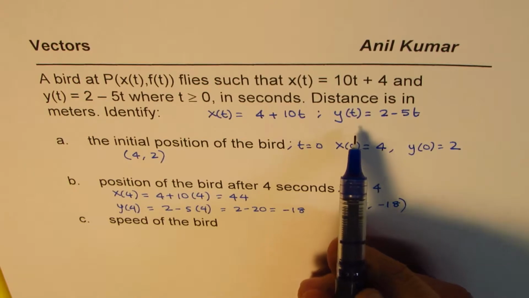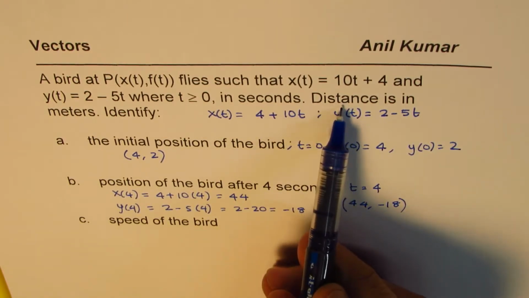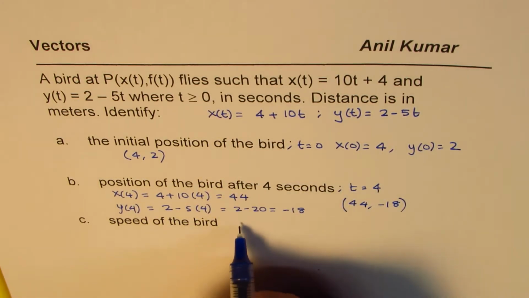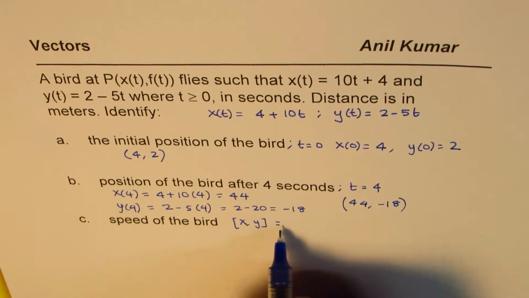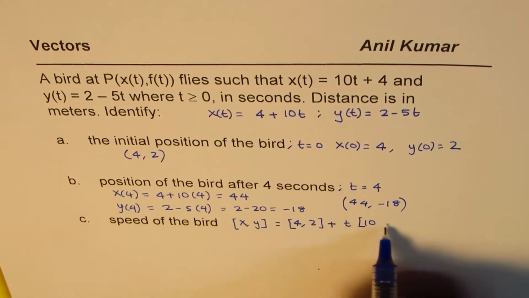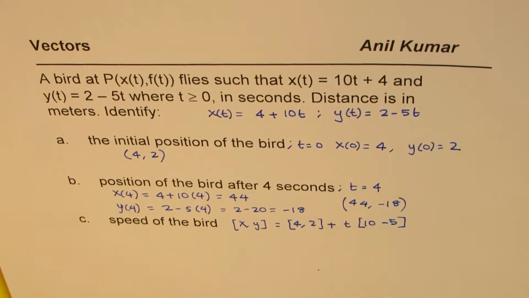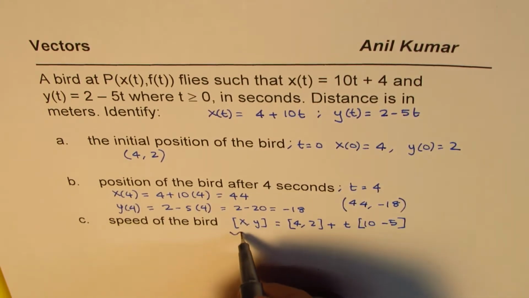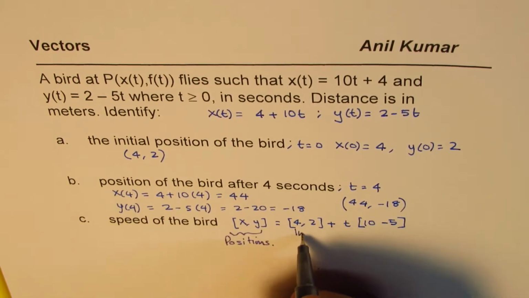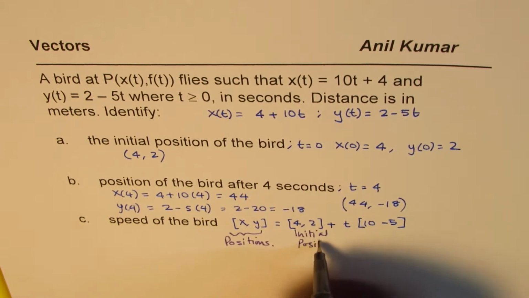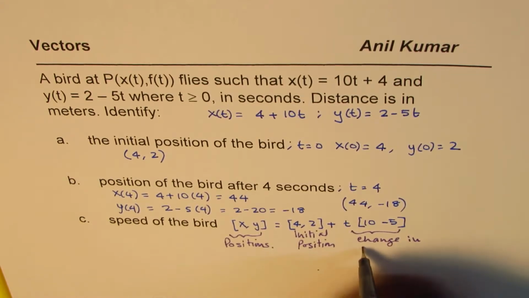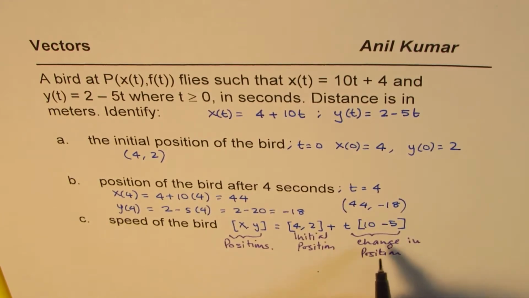Speed of the bird. The equation given to us is in parametric form, which gives you the distance, right? Starting from the position 4, 2. So if I write this equation in the vector form, let's say, x, y equals 4, 2 plus t times 10, minus 5. Then, in this equation, this is distance, or I should say position. This is the initial position. And that represents change in position, right?